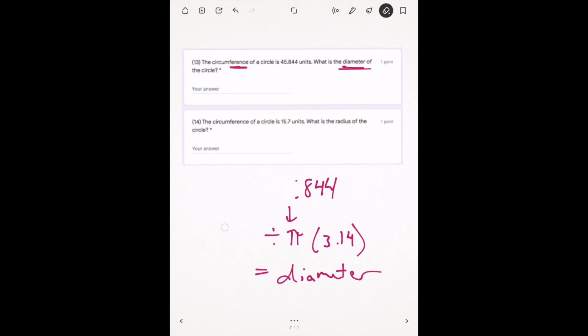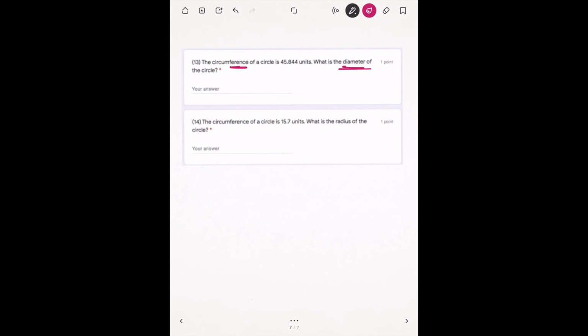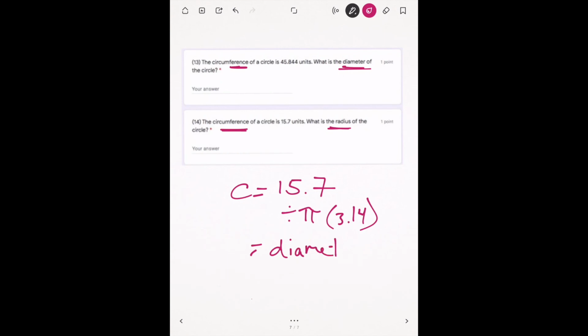Number 14 is very similar, except we have one extra step. In 14, we know the circumference. We're trying to find the radius. Well, if we start with the circumference is 15 and 7/10 units, and we divide that by pi, 3.14. That will give us the diameter, but we don't want the diameter.